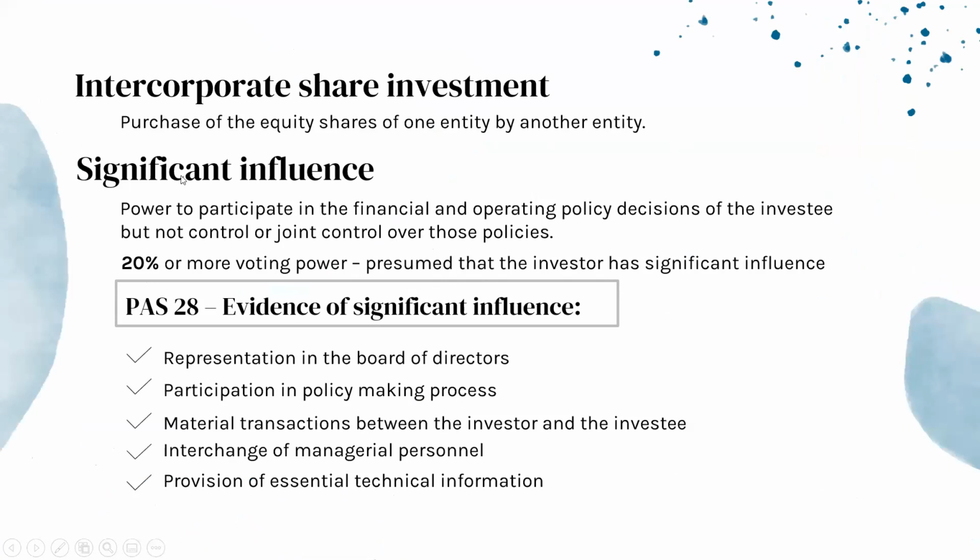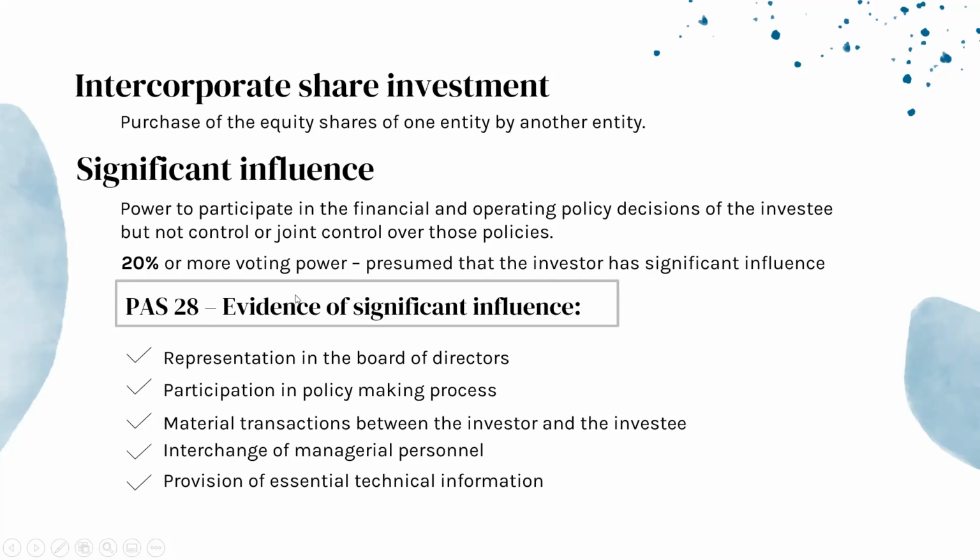So ang determinant para masabing investment in associate ang tagging ng iyong investment is kapag meron kang significant influence. So according to the standard, ang significant influence is if meron tayong 20% or more ownership dun sa isang company or meron tayong 20% or more na voting power. So pag 20% or more, presumed na meron tayong significant influence.